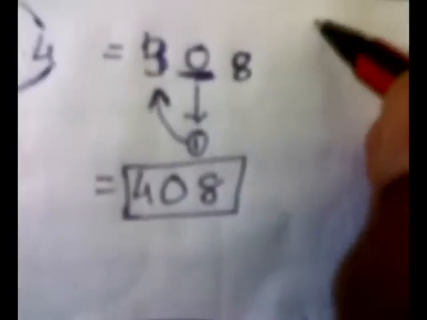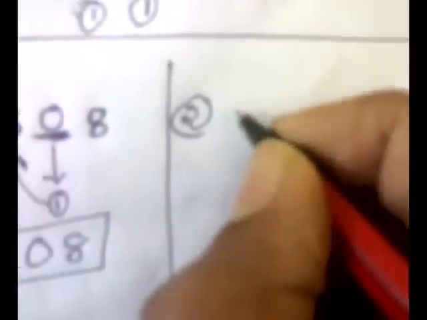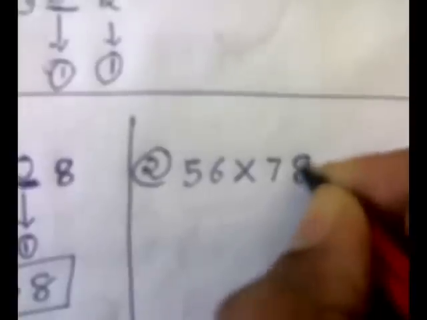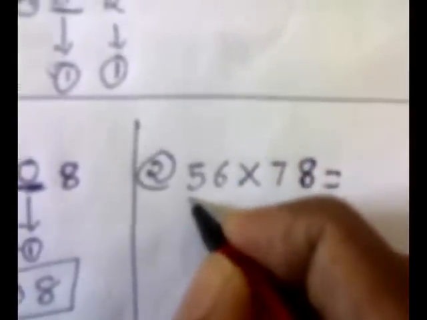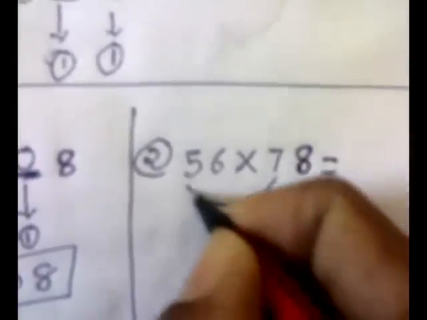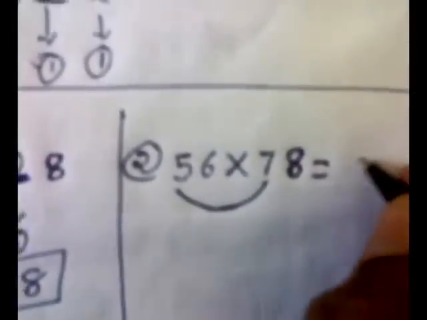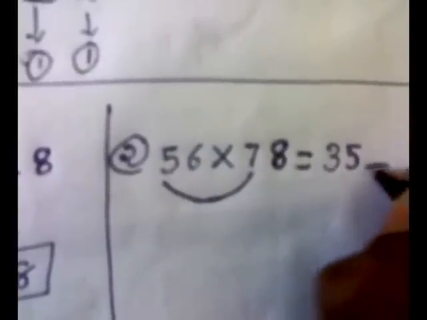Let's take a difficult example. Okay, suppose we want to multiply 56 by 78. Okay, so in the first step, 5 7s are 35. We will put a blank space here.